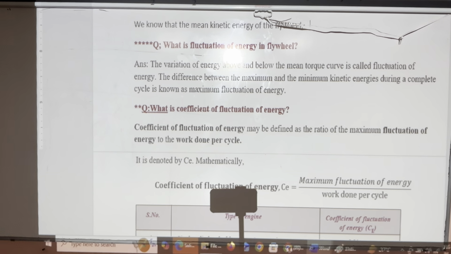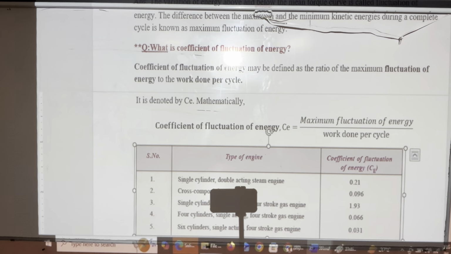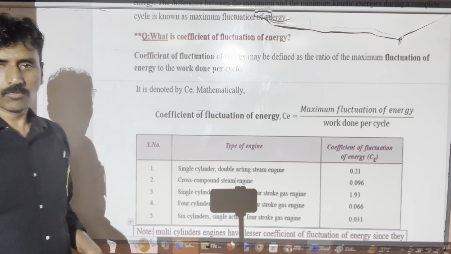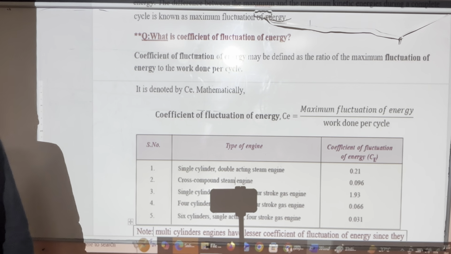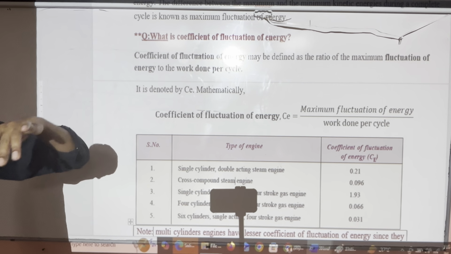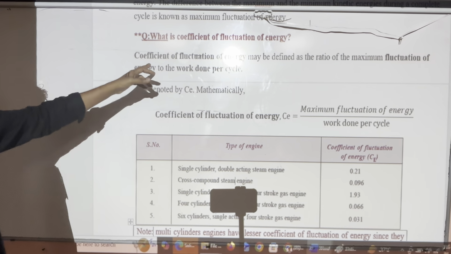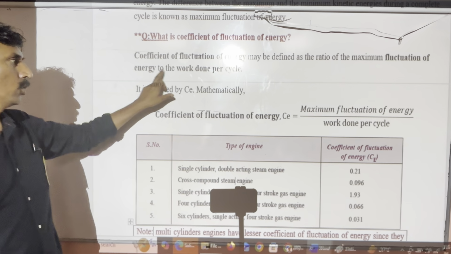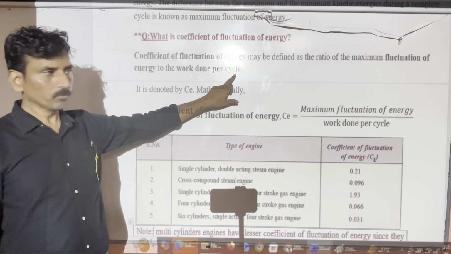Then what is actually the coefficient of fluctuation of energy? Coefficient of fluctuation of energy is the maximum fluctuation of energy to the work done per cycle. So these definitions you should remember. The previous definitions are easy to remember, but this has to be remembered: coefficient of fluctuation of energy is the maximum fluctuation of energy to the work done per cycle.